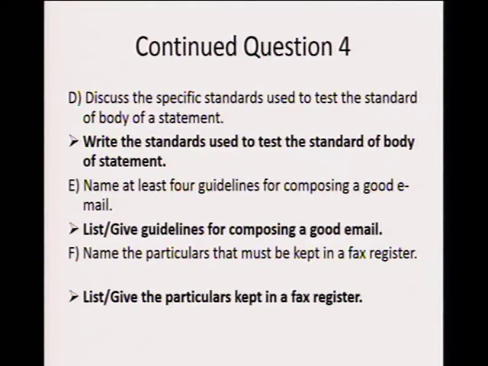E. Name at least 4 guidelines for composing a good email. List or give guidelines for composing a good email. F. Name the particulars that must be kept in the fax register. List or give the particulars kept in the fax register.